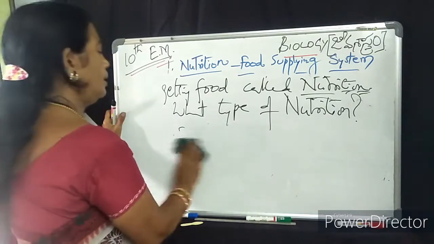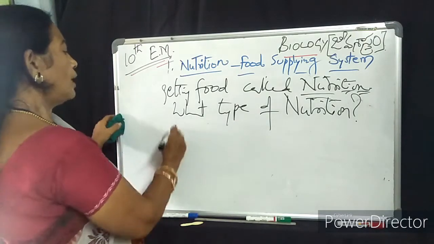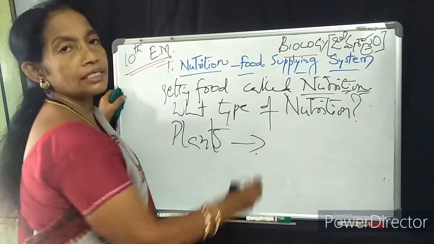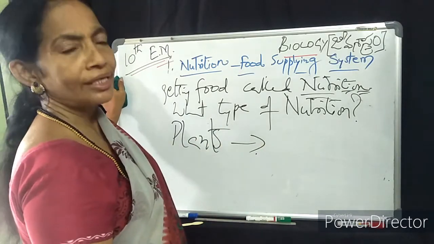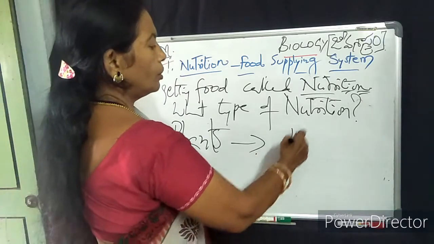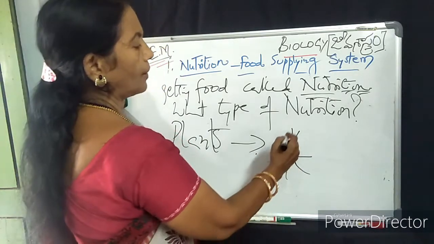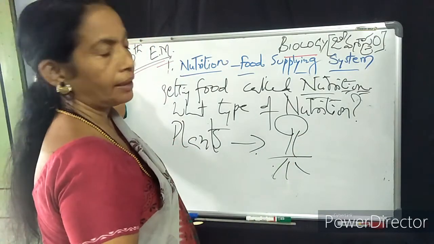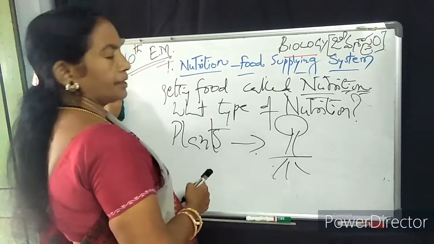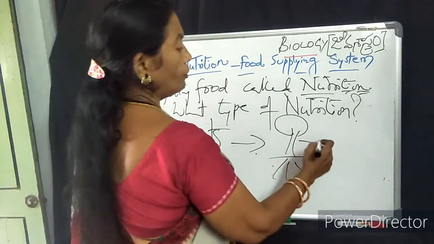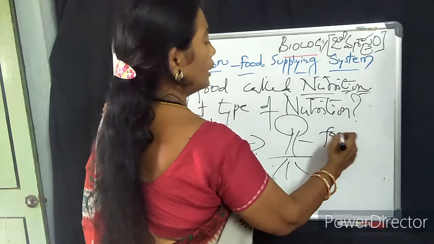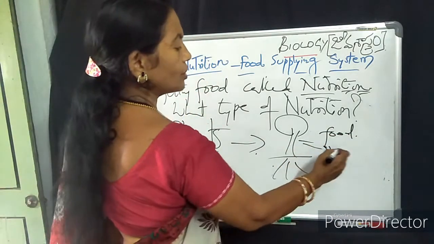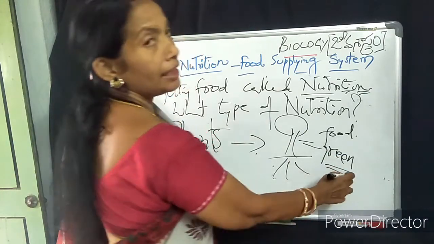And what about plants? How do they get nutrition? They have a root system and leaves, twigs, stem, like that. And where will these plants get food from? What about their food? These plants are green in color. Most of the plants are green in color.